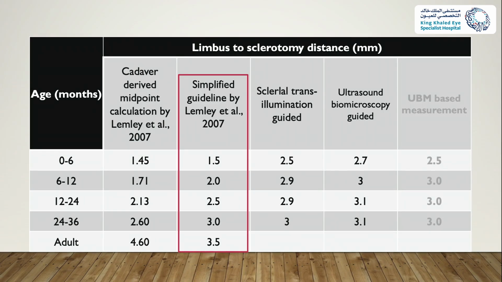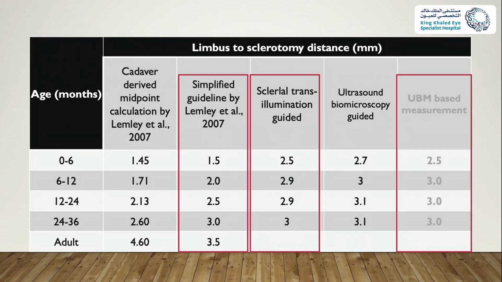So I just want to bring your attention. This is the Lamley's numbers that was recommended. And this is the scleral transillumination number, and this is the UBM numbers. So you can see the scleral transilluminations and the UBM are pretty close, 2.5, 3, 3, 3. And you can look at the Lamley's number. It's actually a little bit more conservative.